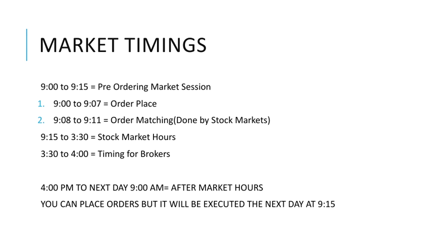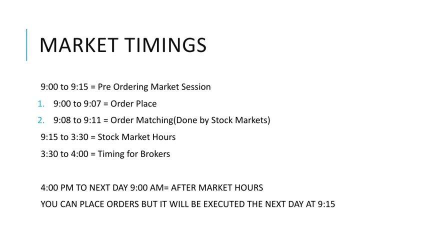9 to 9:15 is the pre-order market session. From 9 to 9:07 you can place an order. 9:08 to 9:11 is the order matching, which is done by the stock exchange. 9:15 to 3:30 p.m. is the time of the stock market. It is the general timing.